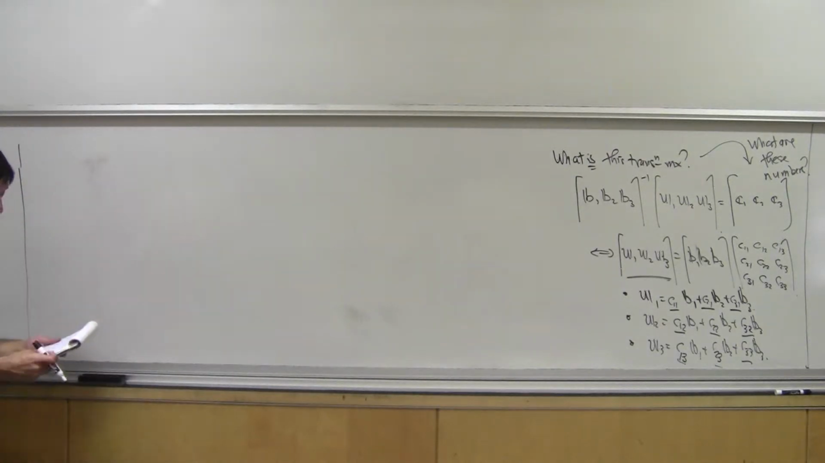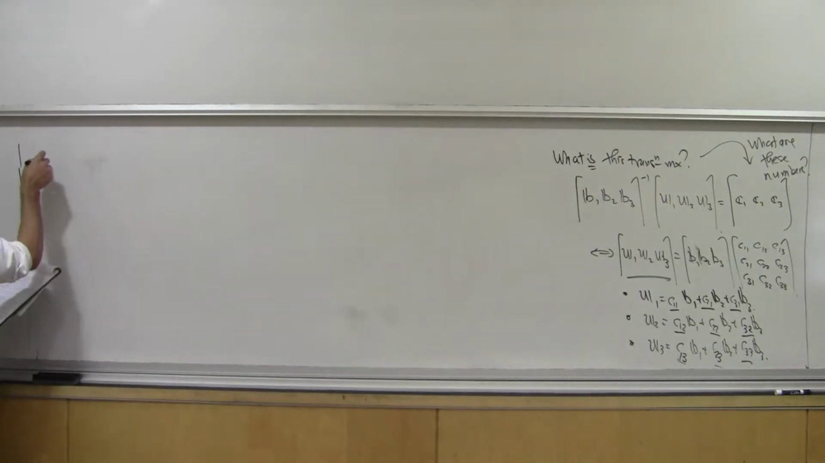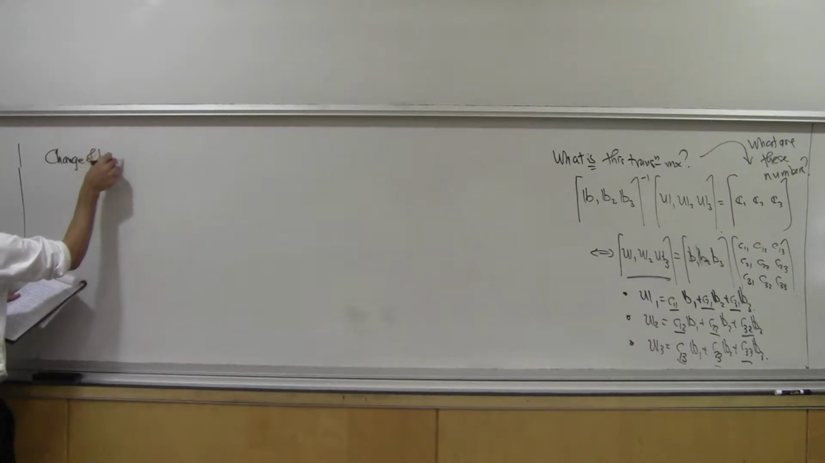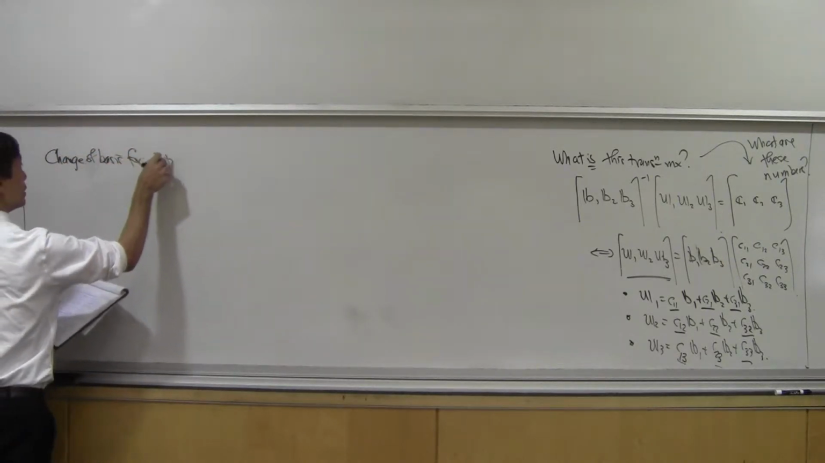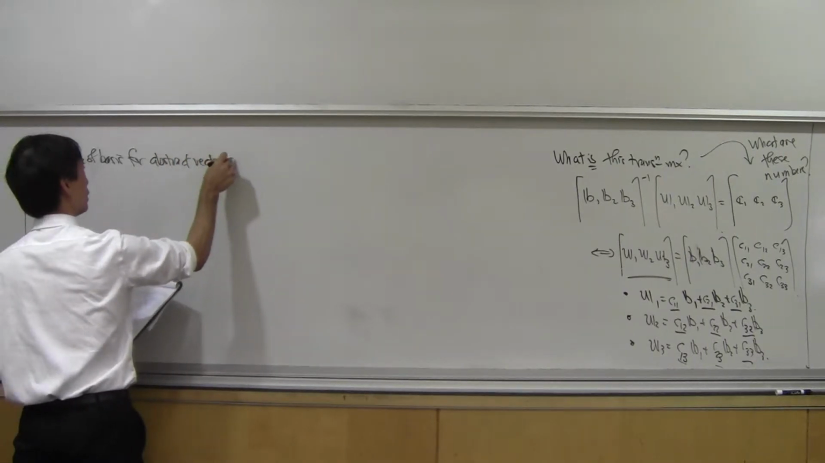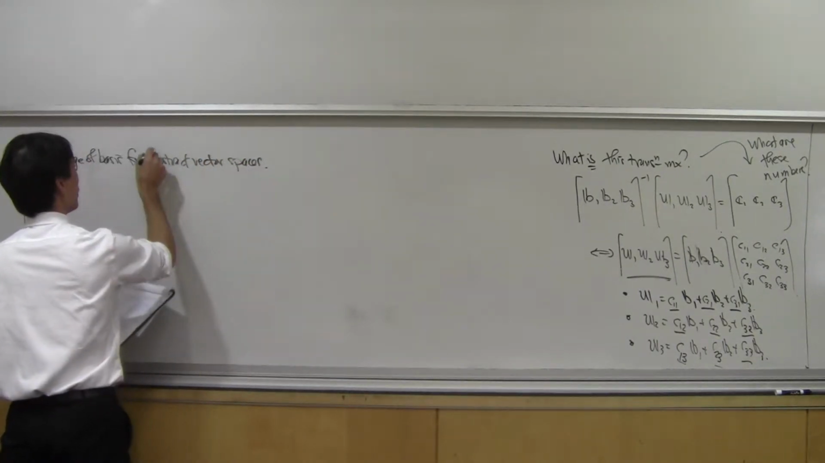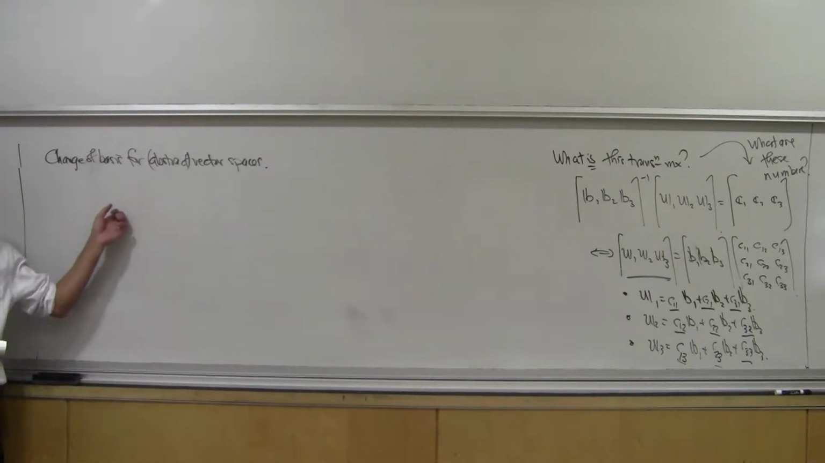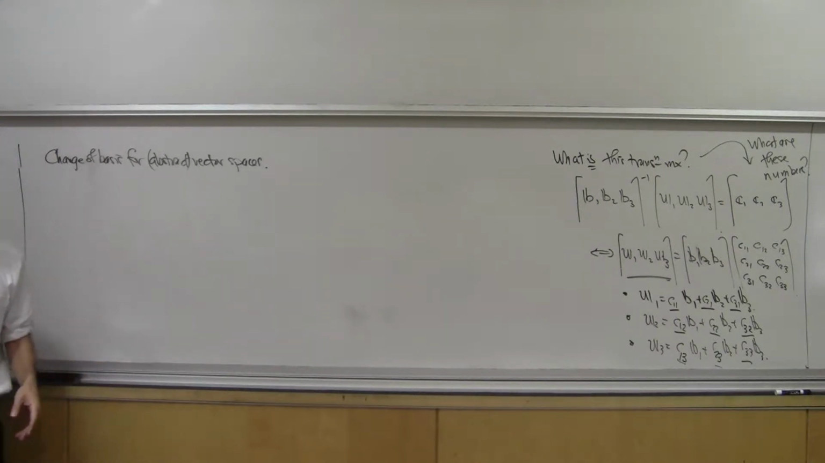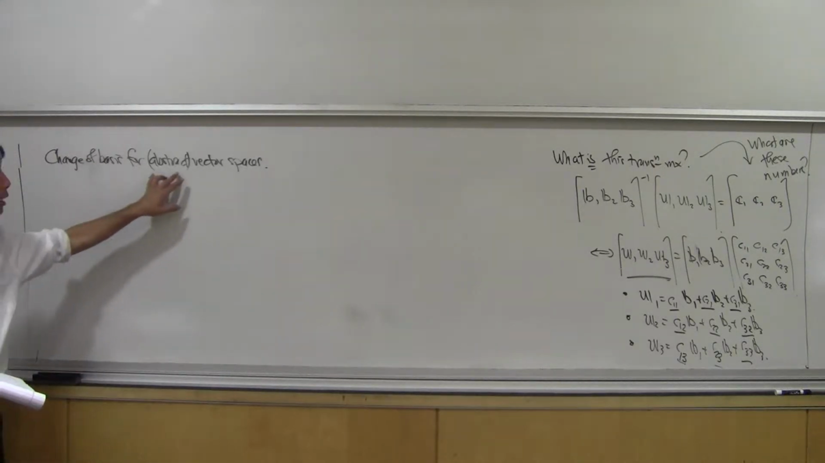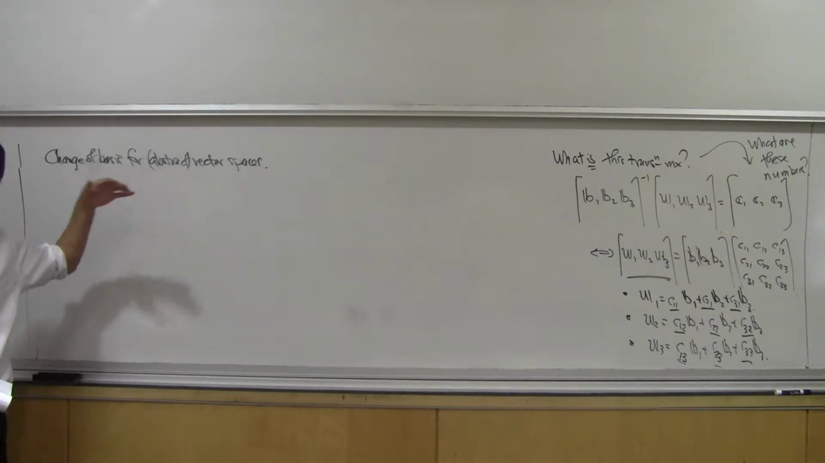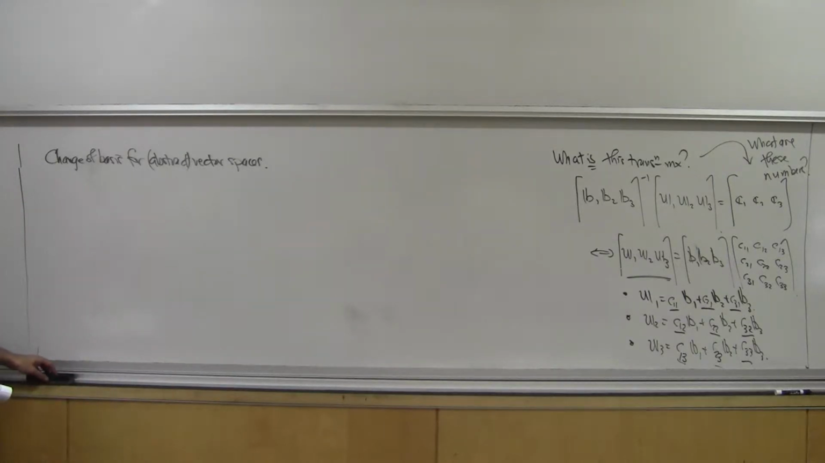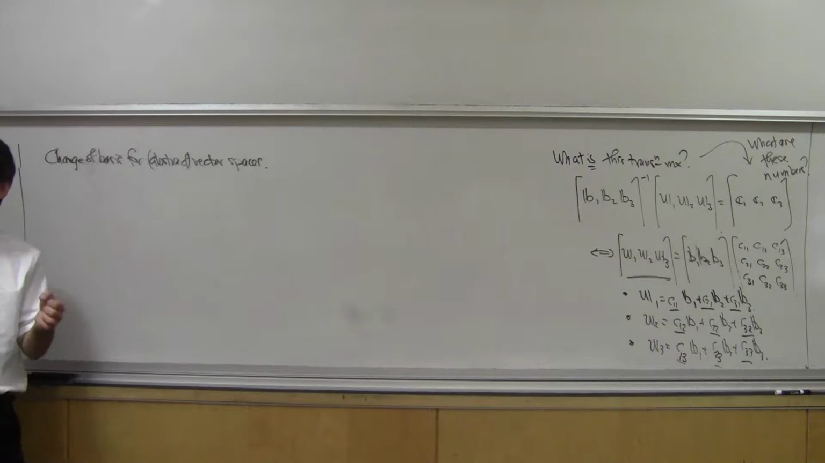So remember what we're doing. We're doing change of basis for abstract vector spaces. Really, just say vector spaces, but they don't have to be Euclidean vector spaces. So you have the vector space of polynomials, or the vector space of matrices, or whatever. You have some abstract vector space, and you've got two bases for it.